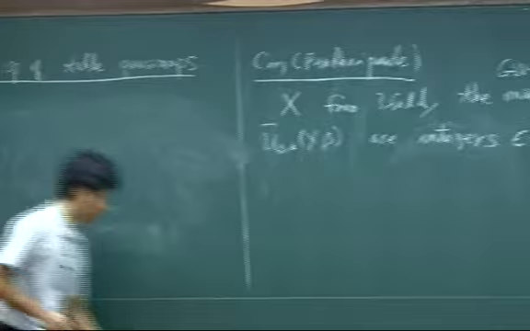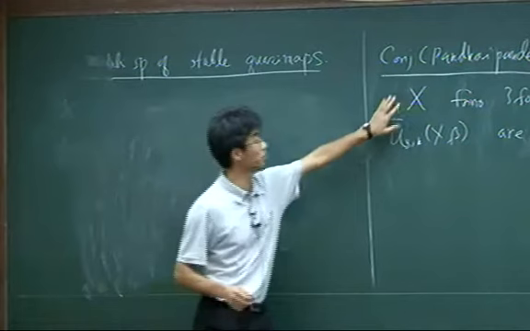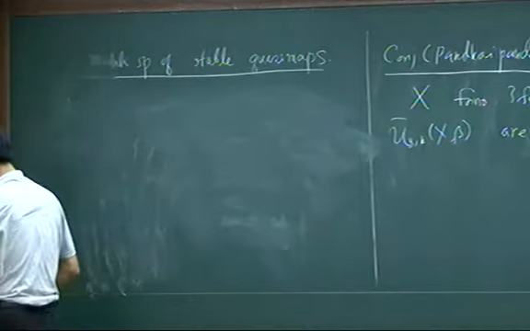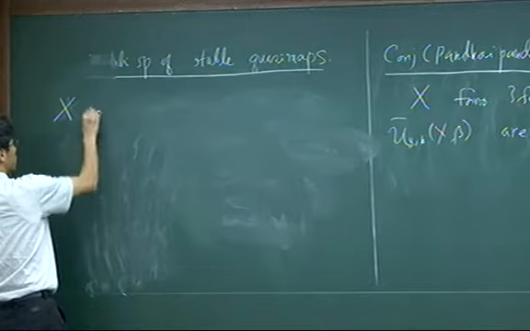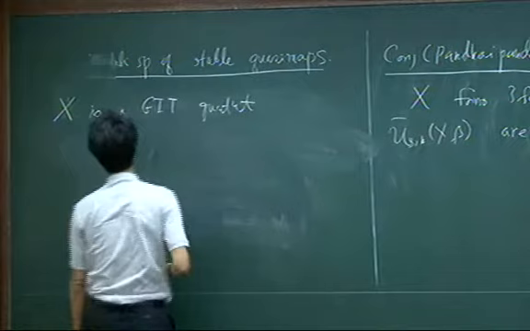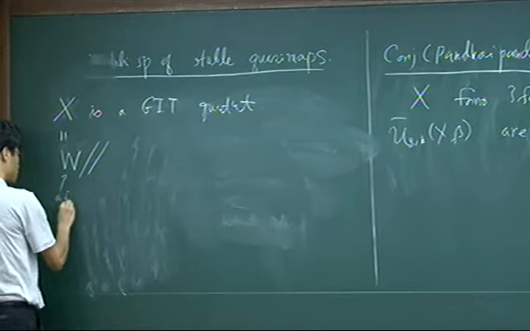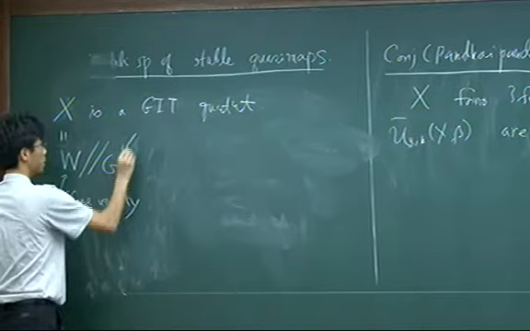But today I'd like to propose another compactification when the target is GIT quotients, which also has some applications. So today X is a GIT quotient. In particular, let me assume that it's a GIT quotient of some affine variety, W is affine, and G is a complex reductive group.